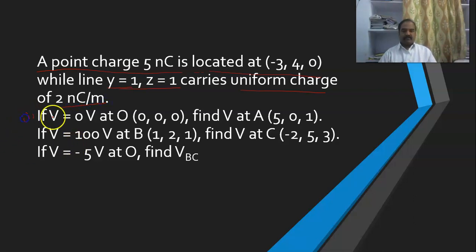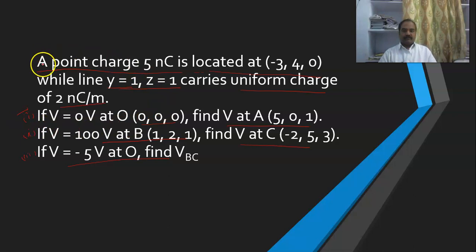This is question number 1: if V is equal to 0 volts at this point, then find V at this point. Second thing is, if V is equal to 100 at this point, he wants V at C. And finally, he wants, if V is equal to -5 at O, find VBC. So this is what he wants actually. So let's try to determine at least one in this video lecture.